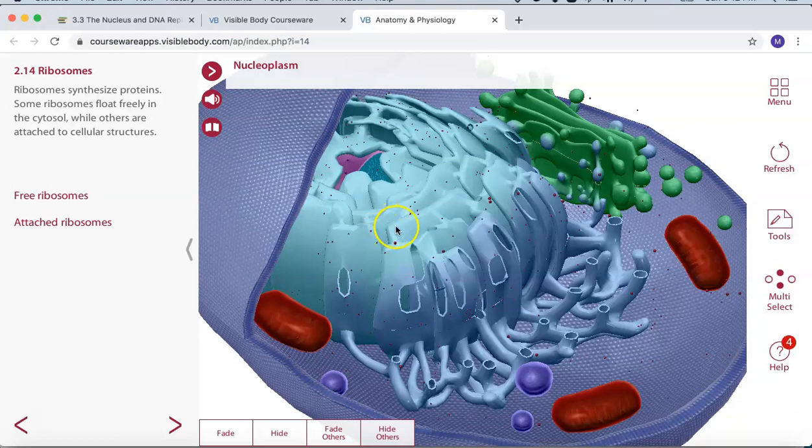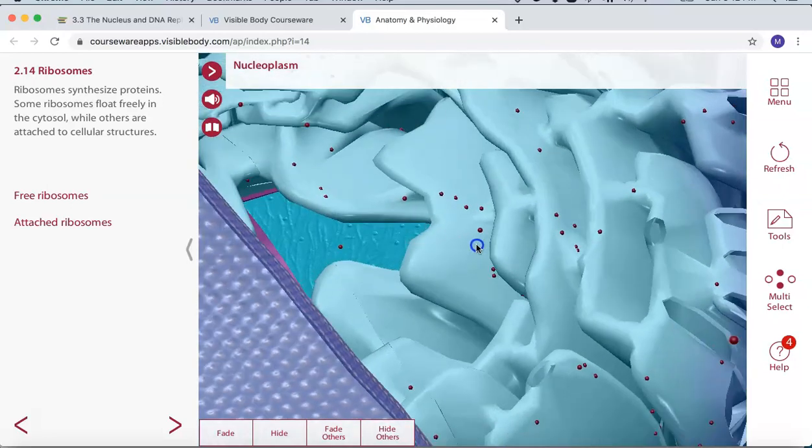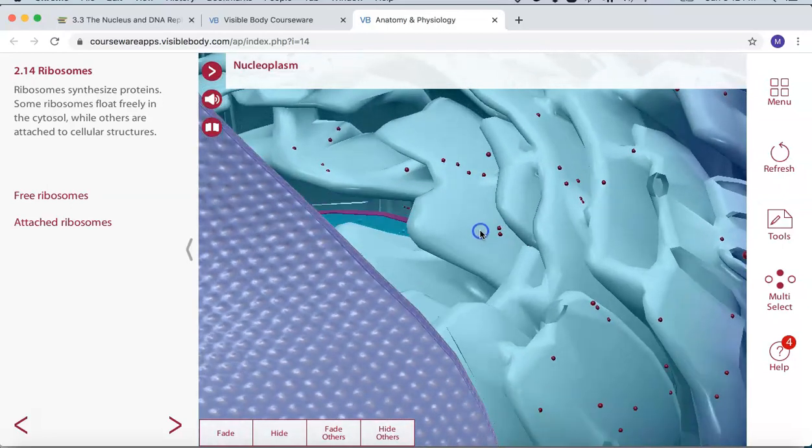And you can see all of the ribosomes that are affixed onto those endoplasmic reticulum in order to do that protein synthesis. So if we click on some of these, these are all ribosomes. Click on that right there. Oh, I didn't quite hit it. There we go. Those are the ribosomes.